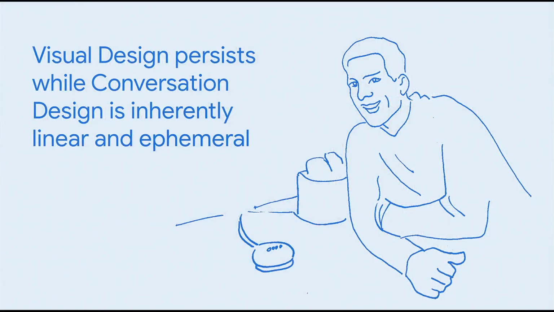So one of the things that's important to keep in mind is that visual design and conversation design are radically different. Visual design persists. I can look up the page to see what's come before. I can look down the page to see what comes after. I can't do that with conversation design. Conversation design is inherently linear and ephemeral. It goes by in real time, so I have to capture the things that I need in real time so that I can hold them in memory.